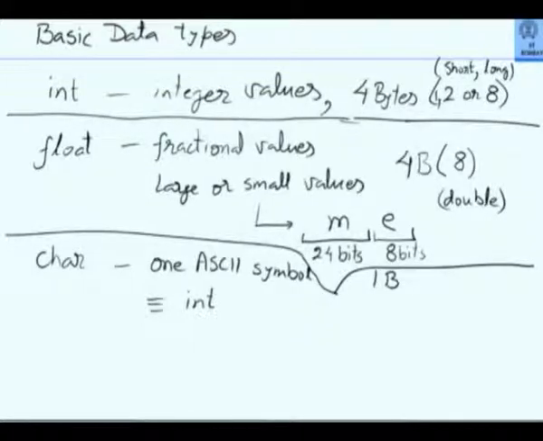8 bytes is how many bits? 64 bits. So what they do is in 64 bits, they extend the exponent from 8 bits to 12 or 16 bits. And all the remaining bits are used for mantissa. So the precision is much larger. If you have a 4-byte float, the precision is usually 6 to 7 decimal digits only, nothing more than that.